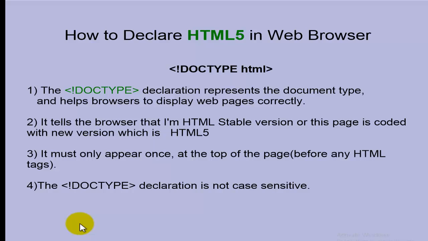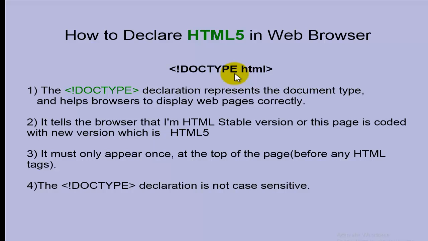How do I declare HTML5 in a web browser? Yeah, I know, I love HTML5, but can you tell me how I can use this version in my web browser or in other browsers? So no problem, you just have to type at the top of the document something that looks like this: doctype html, and the exclamation mark comes first, then doctype. I use uppercase letters here.